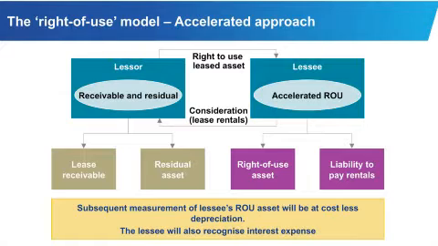Firstly, for the lessor on the left-hand side, we expect to see a new receivable and residual model. Under the receivable and residual model, the lessor would de-recognise the underlying asset, recognise a lease receivable, which initially will be measured at the present value of the estimated lease payments, and recognise a residual asset, representing its rights in the underlying asset at the end of the lease term. And for the lessee, on the right-hand side, the lessee will apply an accelerated right-of-use model. Under this model, the lessee would recognise a right-of-use asset and a lease liability.